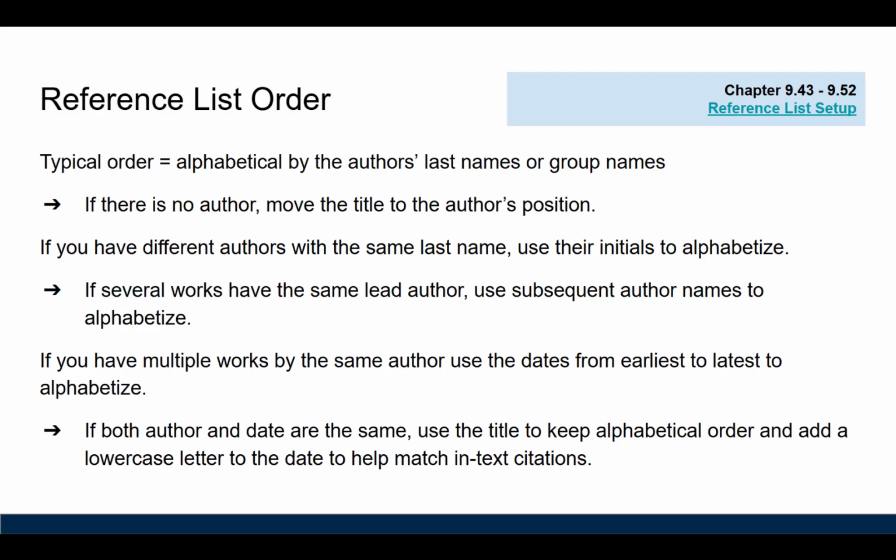If you have works with both the same author and the same date, use the title to alphabetize and add a lowercase a to the date in the first entry, a lowercase b to the date of the second entry, and so on. This letter notation will also be used in the in-text citations, so there is no ambiguity about which work is being cited.